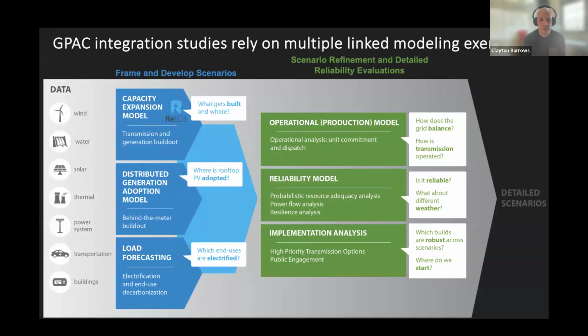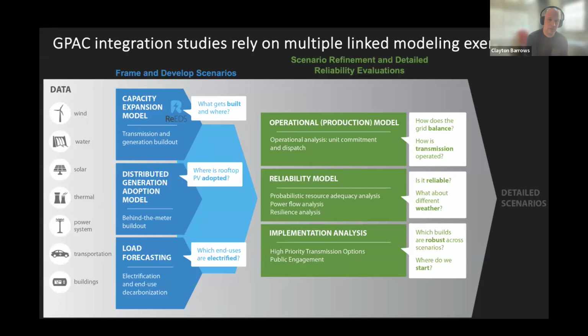So starting with distributed adoption models, we think about how people are going to decide whether to build solar on their roof, or make distributed generation adoption choices, which is often not a system-wide economic decision. And then we also take into account the different end-use decisions on electricity demands and forecast the load growth potential over many years under different scenarios.